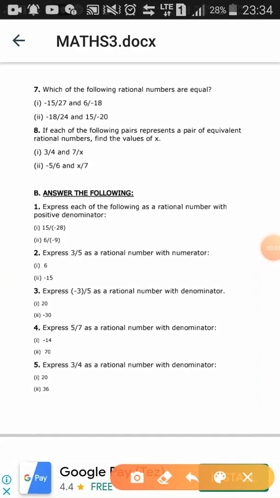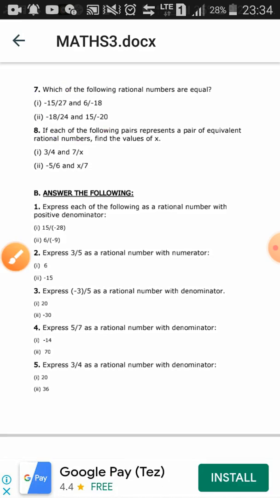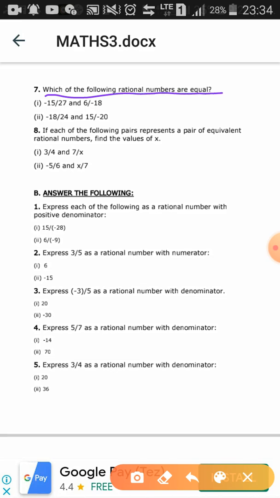Okay, so this video is going to be a continuation of the previous video. The first question we are going to deal with is: which of the following rational numbers are equal?